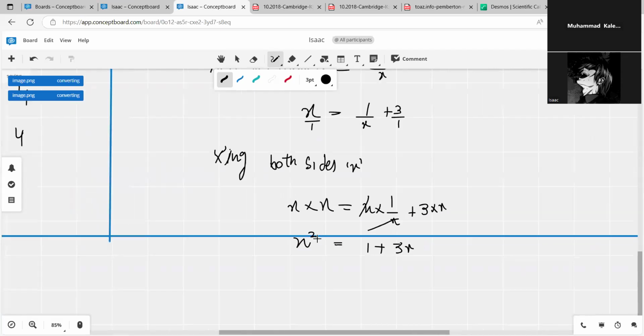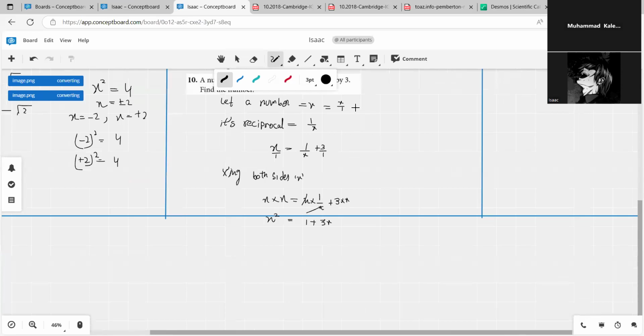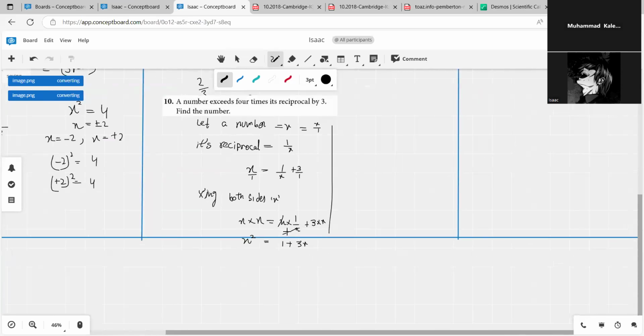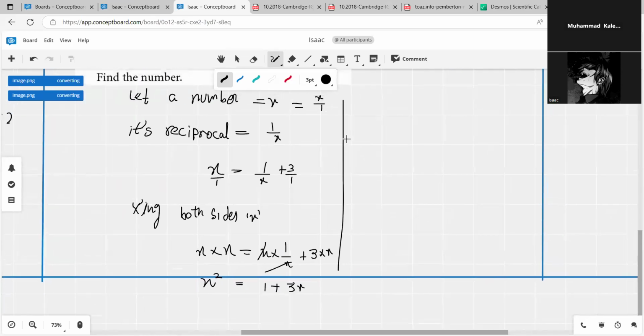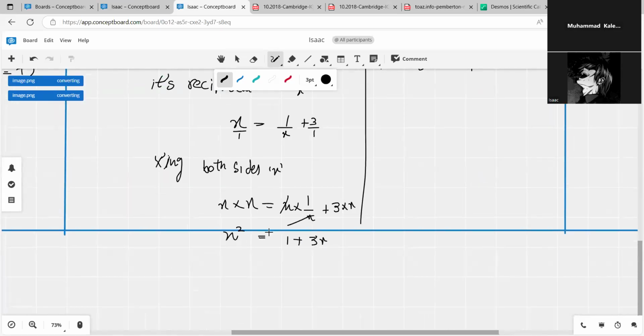Yeah. Okay, now this is a quadratic equation, but it's not in its proper form. So x square minus 3x is equal to 1. What I did, I just moved this 3x to the left side. As I move it, its sign will be changed, its operation will behave oppositely.